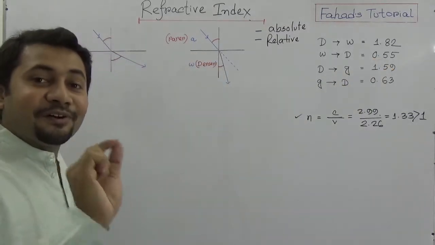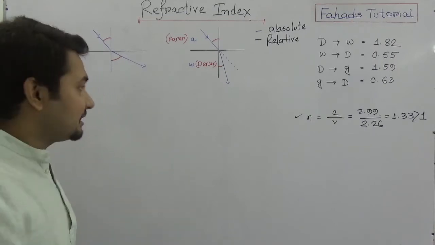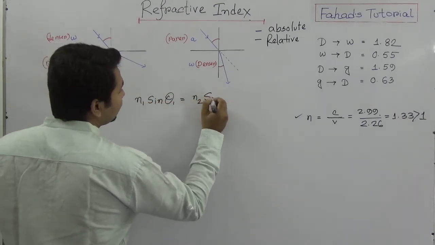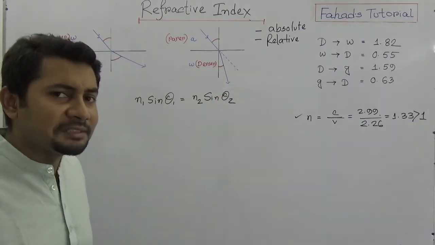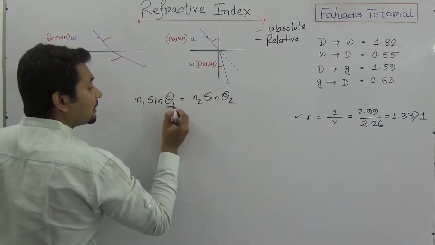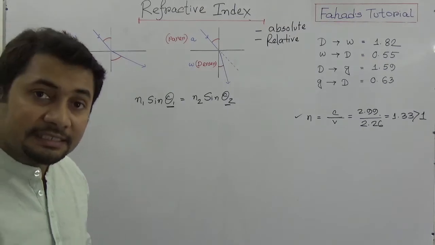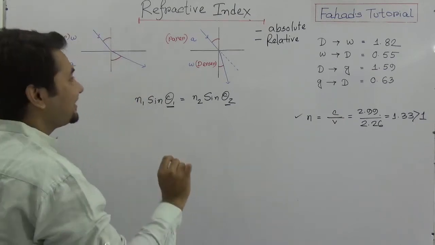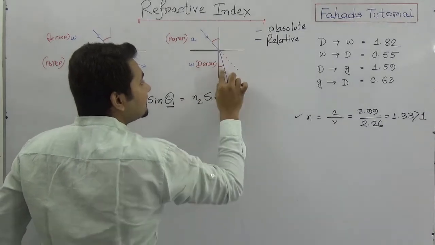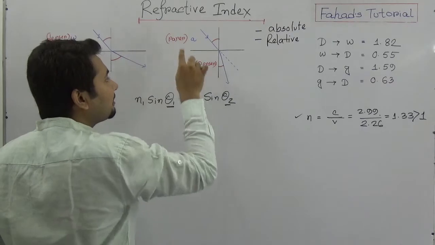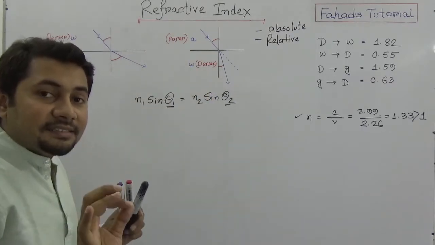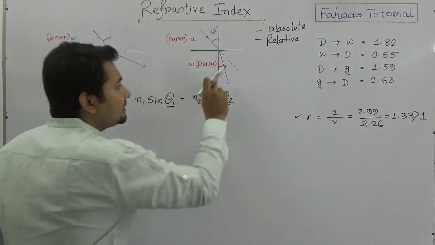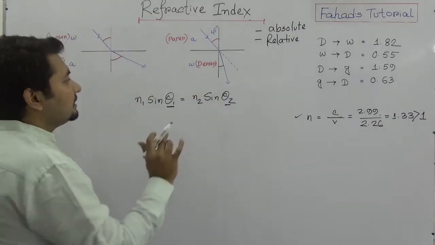Why? Because from the second law of refraction, you know that n1 sine theta 1 is equal to n2 sine theta 2. What does it mean? Think about it. Theta 1 and theta 2 are the angles created when light falls in inclined positions from one medium to another. Now, this angle is greater than this angle, completely, because this is rarer medium to denser medium. So if it is, suppose, 45 degrees, this is definitely less than 45 degrees. Suppose this is 32 degrees.